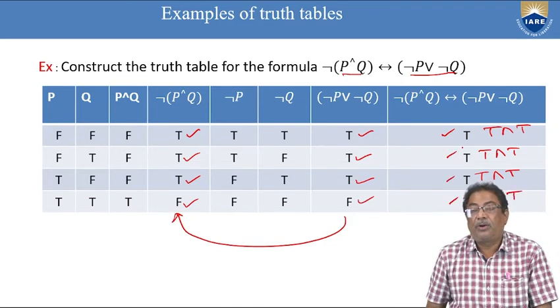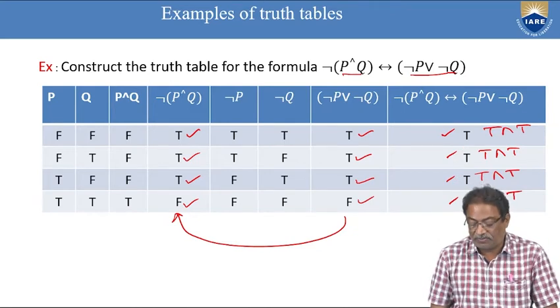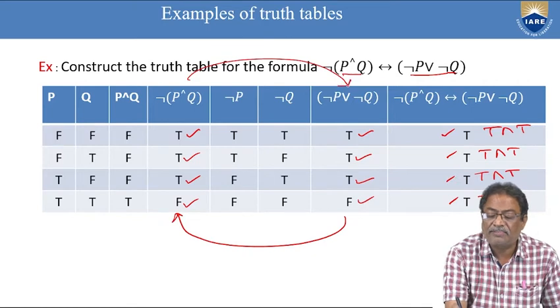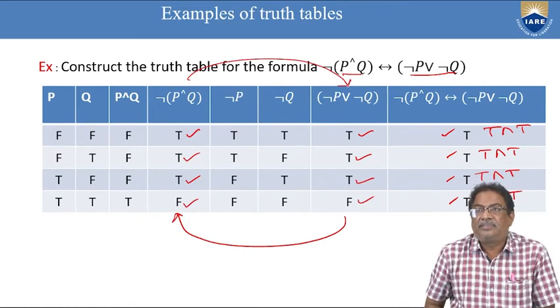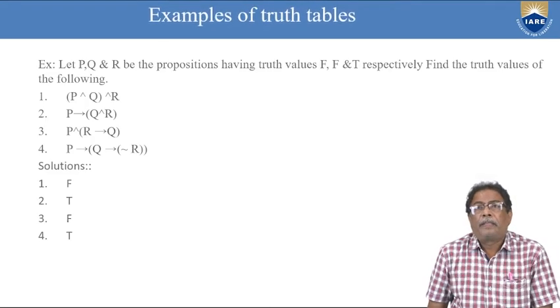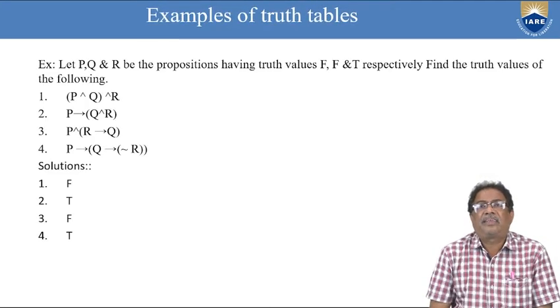So like this we are going to get all the truth values of this. So first we are taking in this order. After that, we are taking the next in reverse order. Next let us consider another example.